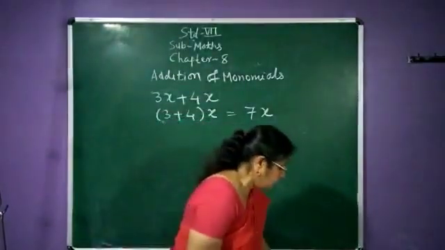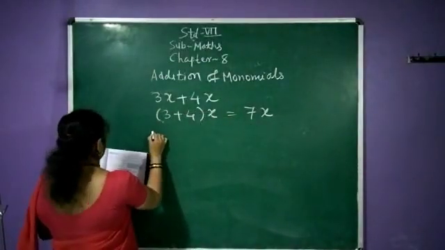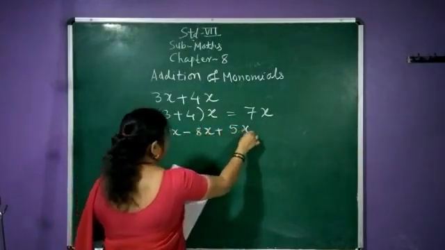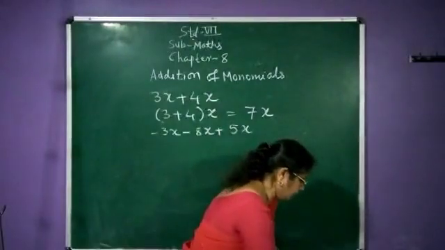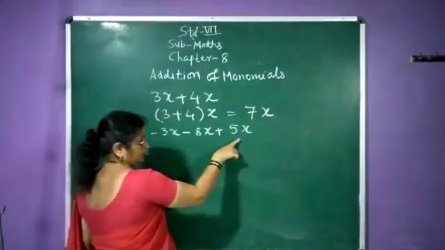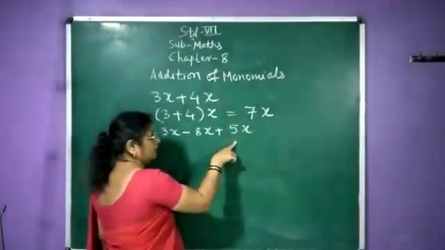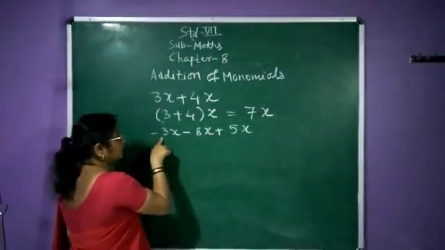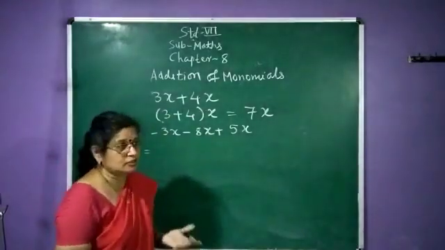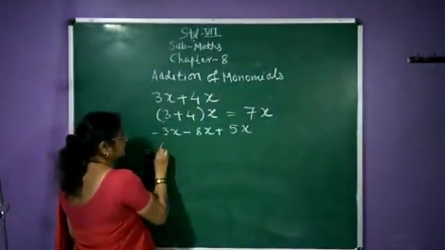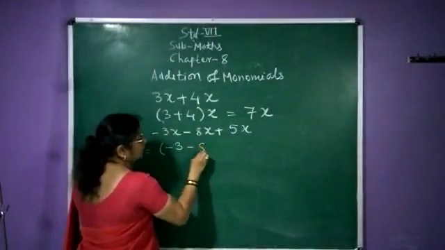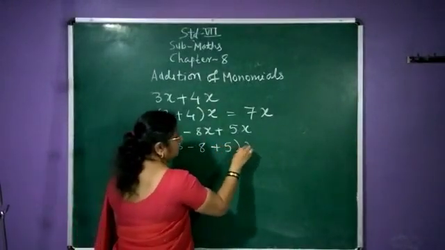Okay, now one more example we can take: minus 3x minus 8x plus 5x. Now how to add this? As I told you, when you add monomials or any algebraic terms, you have to take the coefficient along with the sign. When the positive sign is there, no question arises, but when the negative sign is there, we have to take the coefficient along with the sign. So minus 3 minus 8 plus 5 into x.